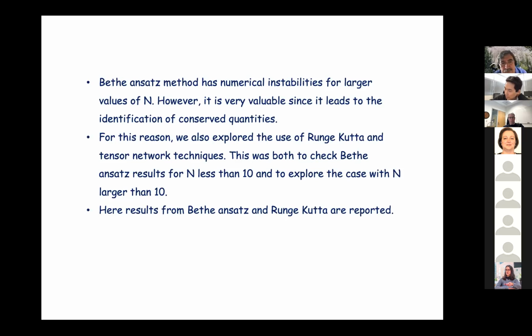You can manipulate analytically, so you can obtain, for example, conserved quantities that you can use in assessing the validity of your solution for the Runge-Kutta or the tensor product methods. So we use the Runge-Kutta for n greater than 9, and then we got results for neutrinos up to 16 or so. Here, I'm going to report results from the Bethe-Ansatz and Runge-Kutta methods, and I'm going to briefly mention the tensor product methods at the end.